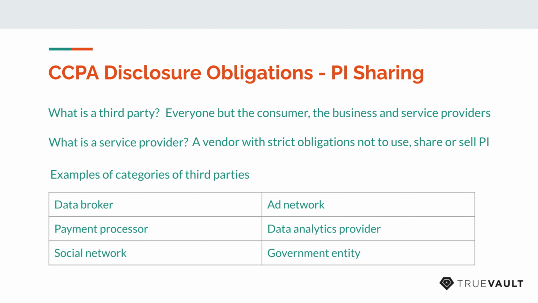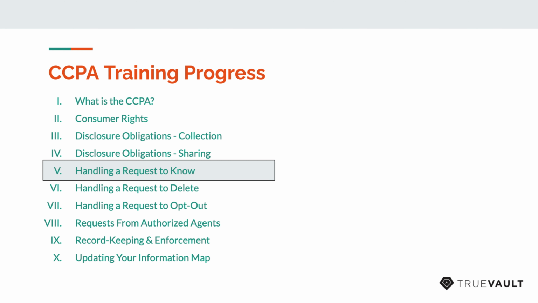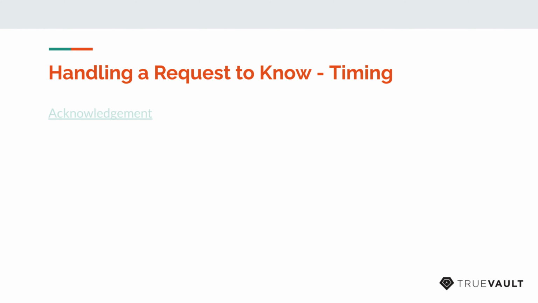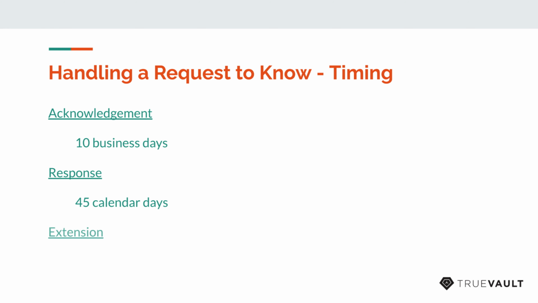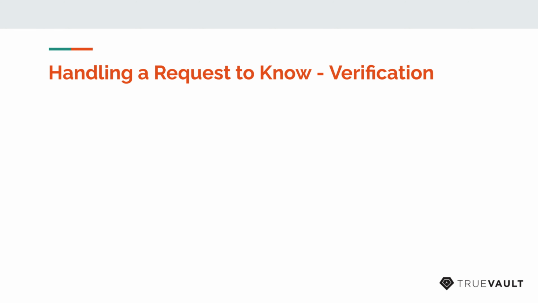and government entity. Next, we'll walk through the steps for handling a request to know. A business must acknowledge a request to know within 10 business days and provide information about how the business will process the request. It must respond in full to a request to know within 45 calendar days. However, it may extend the response period to a total of 90 calendar days from the date of the request if it has a reason to do so and informs the consumer of the reason within 45 days of the request.